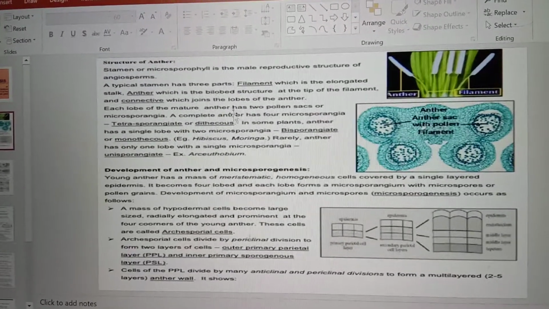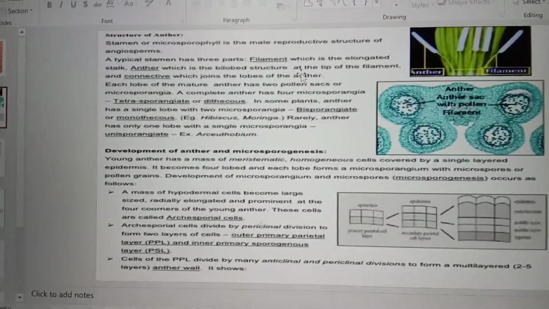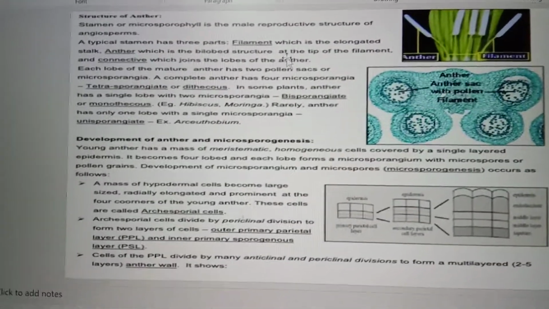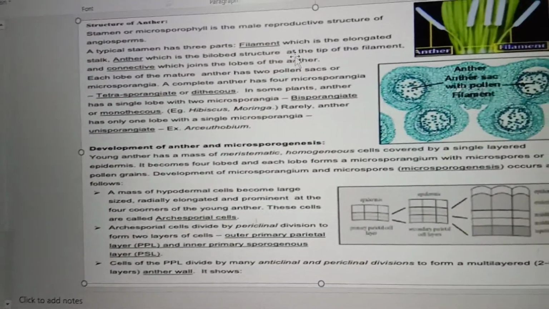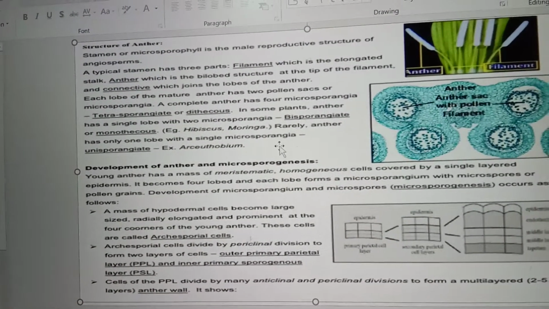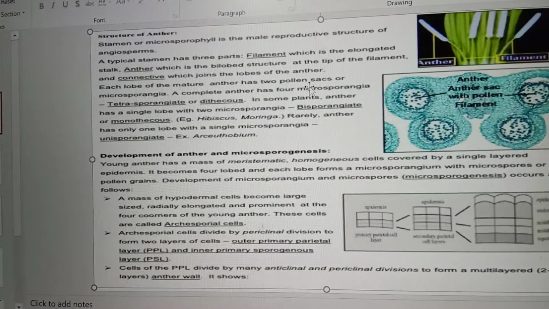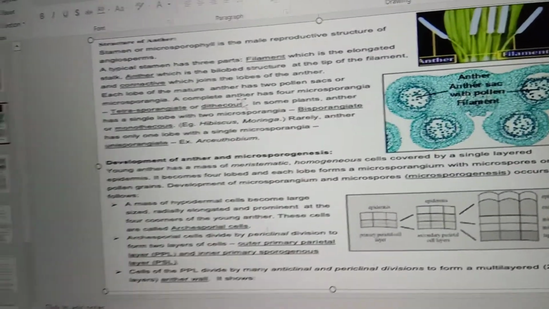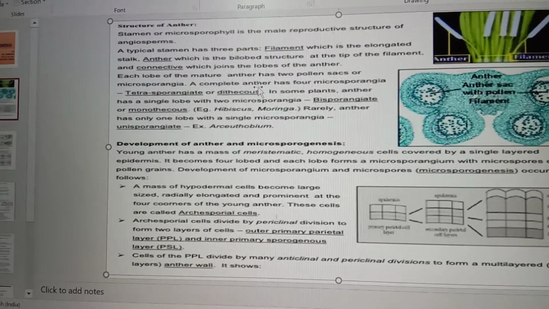Means one anther has two anther lobes, and the two anther lobes are connected with each other by means of a connective, which is a sterile tissue, and this connective tissue is connected with the filament of the anther. And each anther lobe, when it is mature, has two pollen sacs or microsporangia. Means the complete anther has 4 microsporangia or 4 pollen sacs. Each anther lobe has 2 pollen sacs. Completely it will have 4.